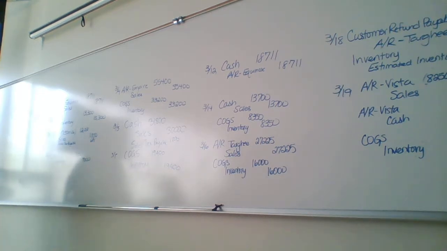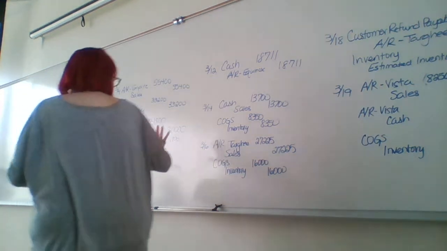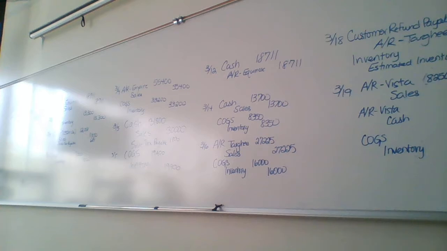On the 28th, they tell us that we received a check from Vista Company for the March 19th transaction. How much is Vista going to give us? How much does Vista owe us? 8,160. They owe us the 8,160 because they owe us both the 8,085 and the $75.